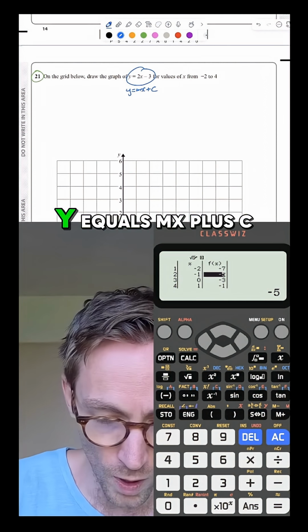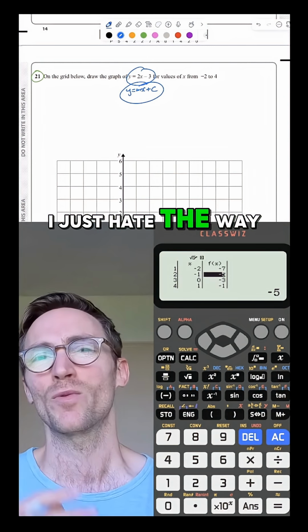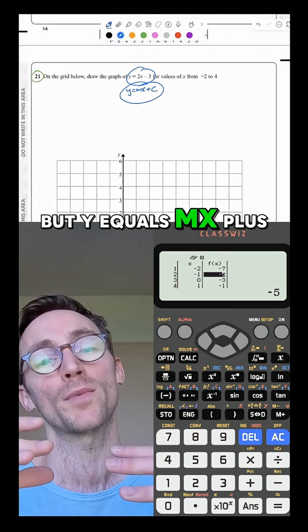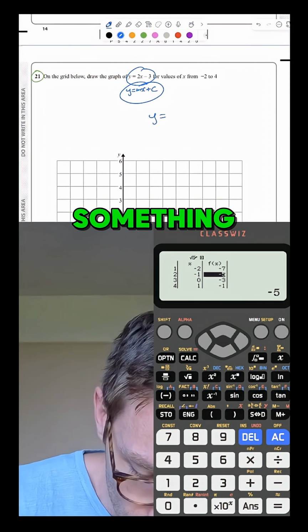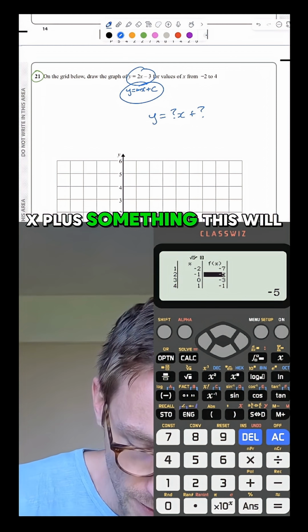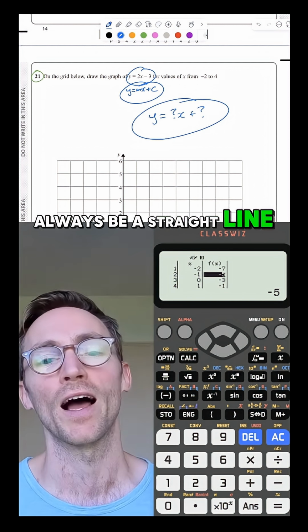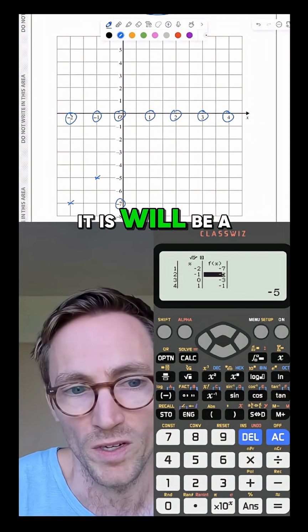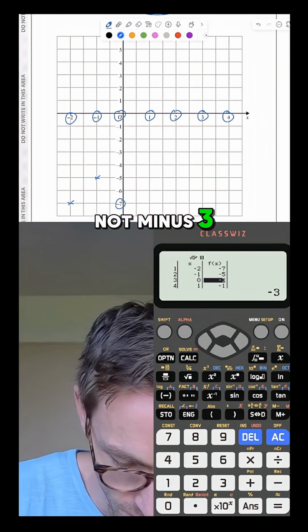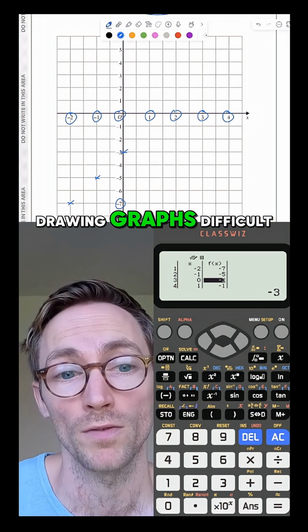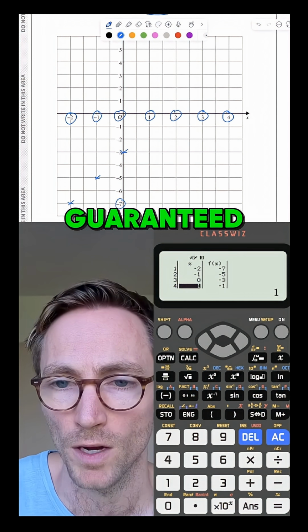So the whole point of y equals mx plus c, I just hate the way they phrase that at school, okay? But y equals mx plus c means if you have an equation of a graph that looks like y equals something x plus something, this will always be a straight line. And so what you want here will be a straight line, okay? But you don't need to draw all the points, but you might as well. 0, -3, especially if you're someone that finds drawing graphs difficult. This is just guaranteed marks in the exam.